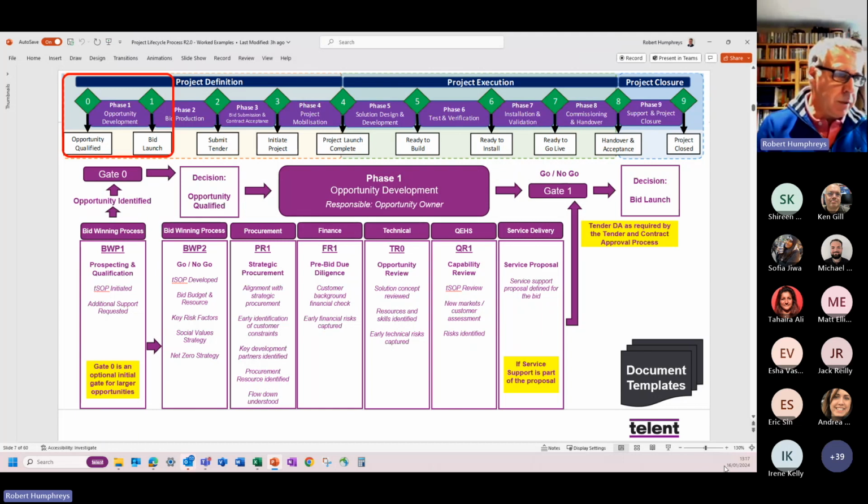For this, I'm just going to quickly go through gate 0 and gate 1. So gate 0 is very much the early part of the process.